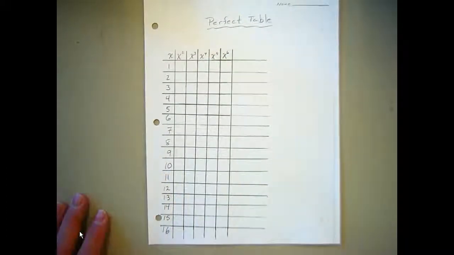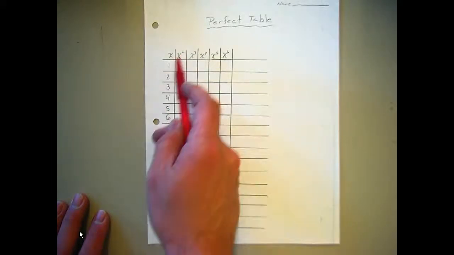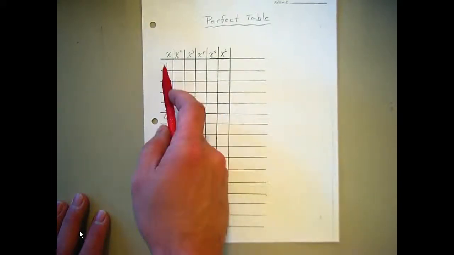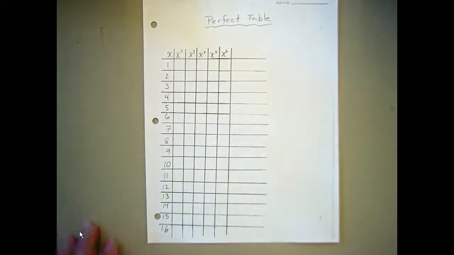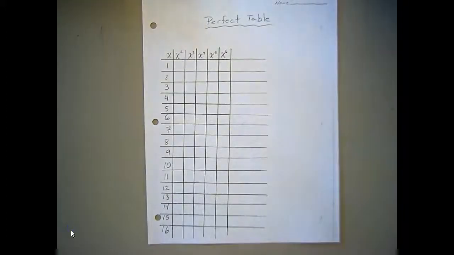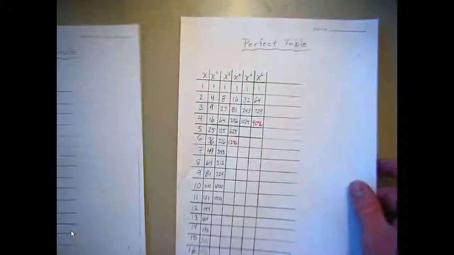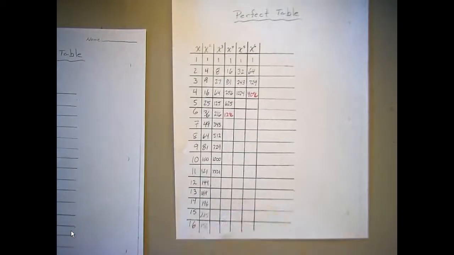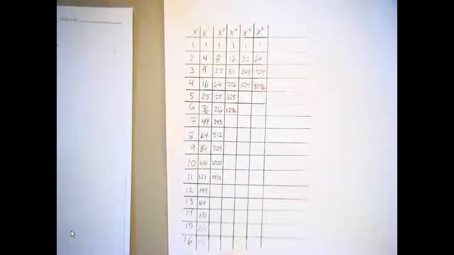Okay, so you're just plugging in, you're doing 1 squared, and then 1 cubed, and 1 to the 4th, 1 to the 5th, 1 to the 6th. Off you go. If you haven't finished, that's what you should have in your perfect table.